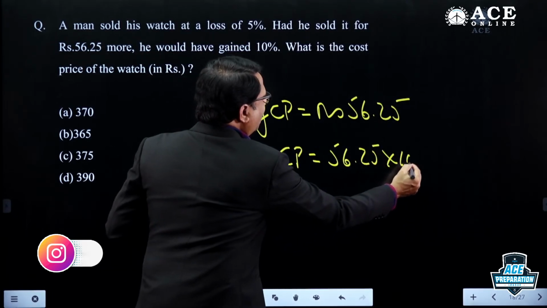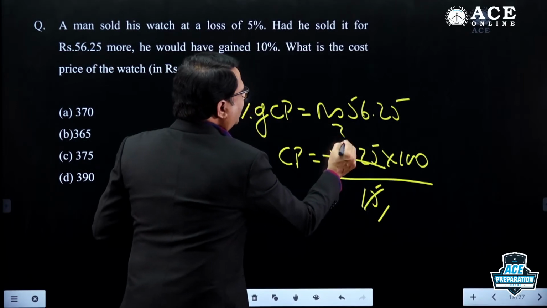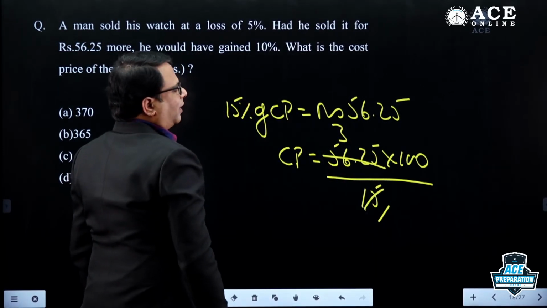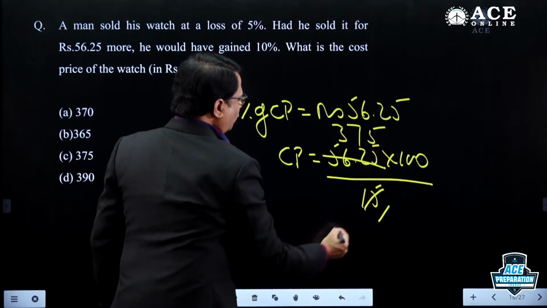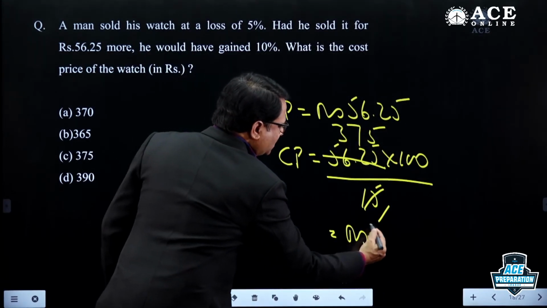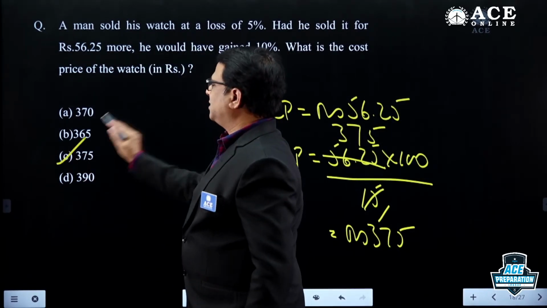56.25 into 100 divided by 15. So 15 one times 15, 15 three times 45, carry 1 and 12, 15 seven times 105, 75. So it would be rupees 375. So here the answer is 375.